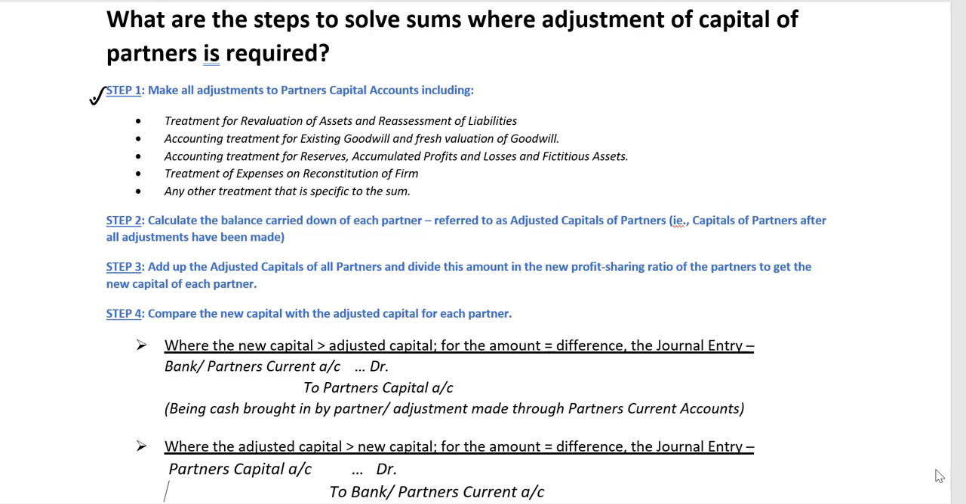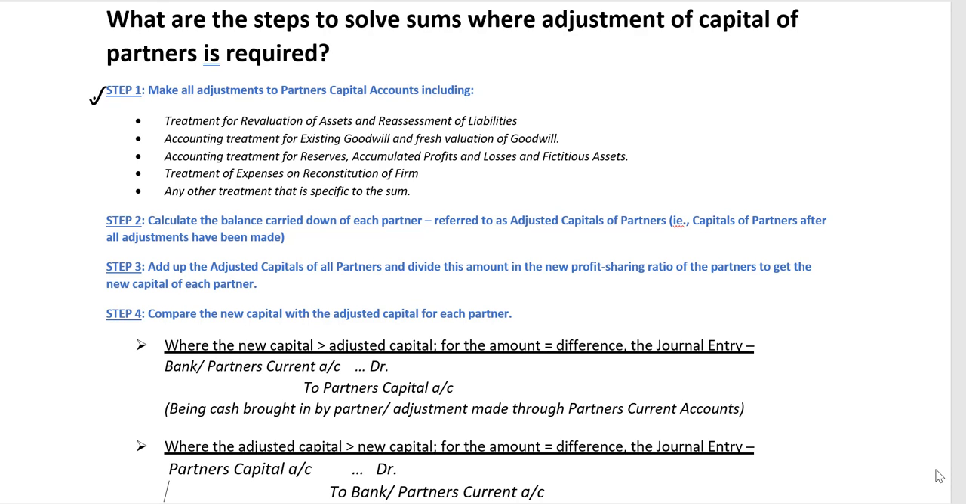Now in case the new capital is greater than the adjusted capital, we need to pass the journal entry as follows for the amount equal to the difference. Bank account or partner's current account debit to partner's capital account, being cash brought in by partner or adjustment made through partner's current accounts. So the question will say whether the adjustment has to be in cash, in which case we will debit the bank account, or if the question says that the adjustment needs to be made through the partner's current account, then we will debit the particular partner's current account.